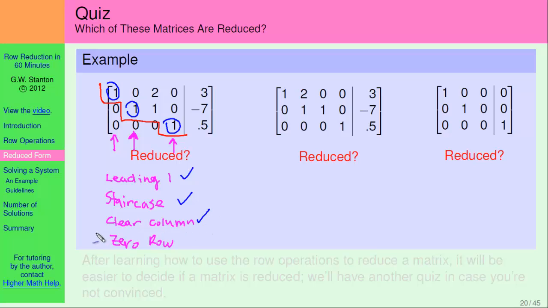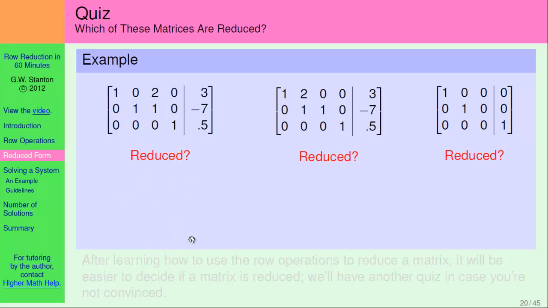And what about this last condition, the 0 row condition? We haven't seen an example like this yet, where there aren't any 0 rows, but that's okay. It's just that if there are any, they have to be at the bottom. So that checks out as well, and you might be surprised, but this matrix actually is reduced.